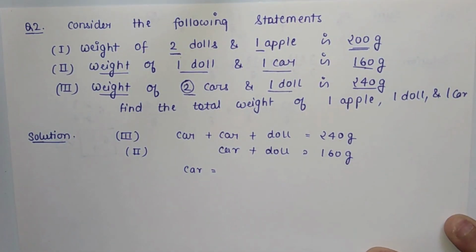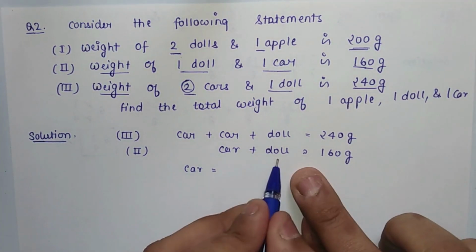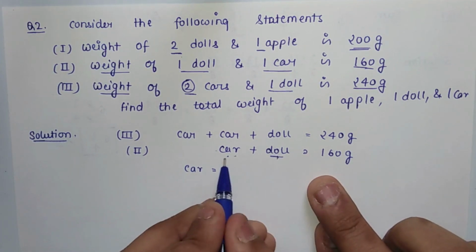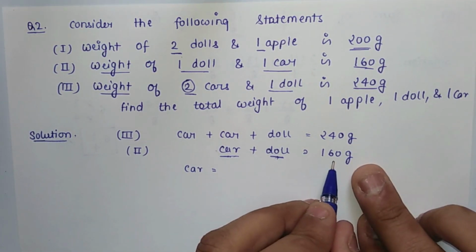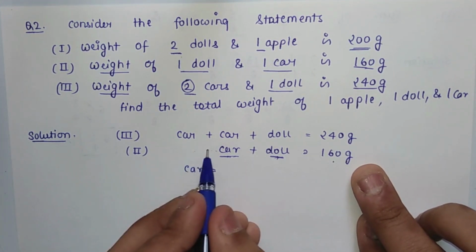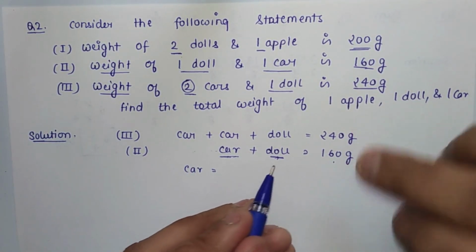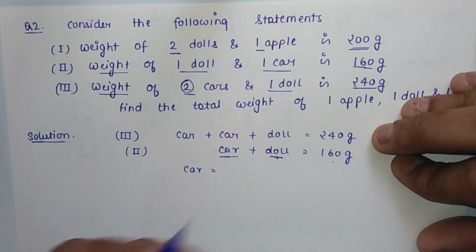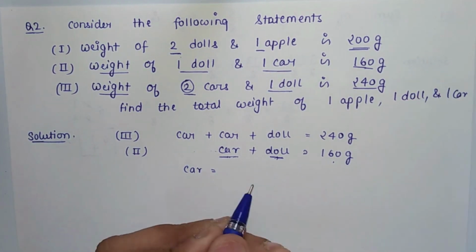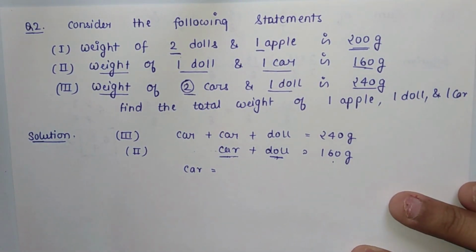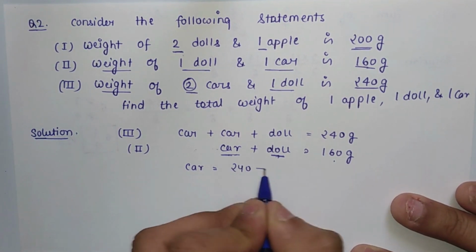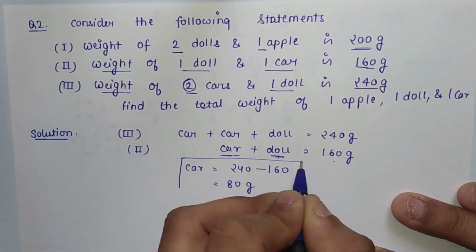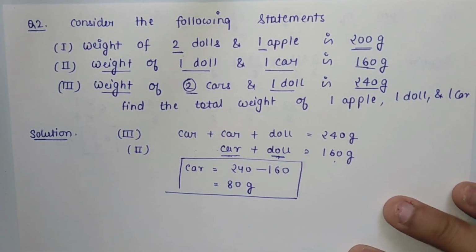240 minus 160, because here 1 car and 1 doll was there. We have added 1 more car. Earlier there was only 1 car and 1 doll, and the weight was 160. When we added another car in this, then the weight increased to 240. So if we remove that car, or if we take the subtraction of this, we'll get the weight of car. So the extra weight that was added will be equal to the weight of car. So that we can calculate as 240 minus 160. This will be equal to 80 grams. So weight of car, we now know, is equal to 80 grams. What about the weight of doll?